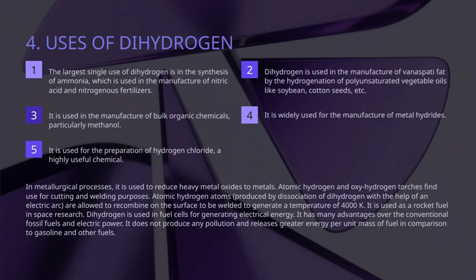Another important application is in the production of hydrogen chloride, a very useful chemical in various industrial processes. It's also utilized in manufacturing bulk organic chemicals, especially methanol, which is a key feedstock in the chemical industry. The largest single use of dihydrogen, however, is in the synthesis of ammonia. This ammonia is then used to produce nitric acid and nitrogenous fertilizers, which are vital for agriculture and food production. So, as you can see, dihydrogen is truly a versatile and crucial element across multiple industries, supporting everything from manufacturing to energy and chemical production.